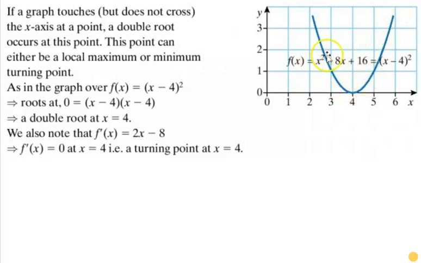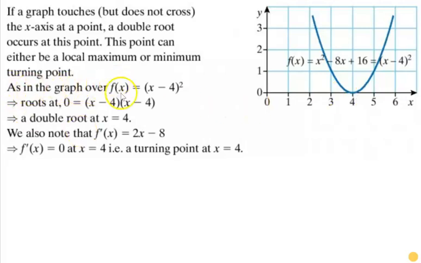So this function is x squared minus 8x plus 16, which can be simplified as x minus 4, all squared. So the main point here is that it just touches the x-axis at the point 4. So this is known as a double root. This point can either be a local maximum or a minimum turning point. In the case of this graph, it's a local minimum turning point because it's a U-shaped graph.